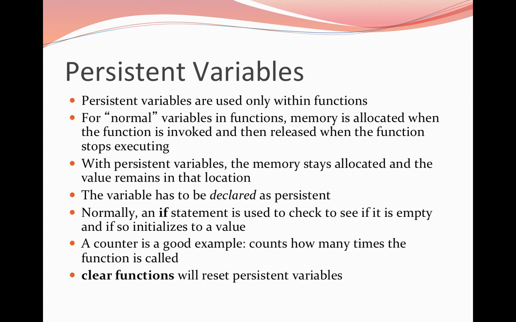Now, in order to have a persistent variable, you have to declare the variable first as persistent. What declaring does is it allocates space in memory for the variable, but it doesn't have any value in it. So normally an if statement is used to check to see if it's empty, meaning you've just declared it for the first time, and if so, initialize it to a value. A counter is a good example, counting how many times the function is called. So you would check to see if it's empty, and if it is empty, then you would initialize it to 0. And if you want to reset persistent variables, the command clear functions will accomplish that.